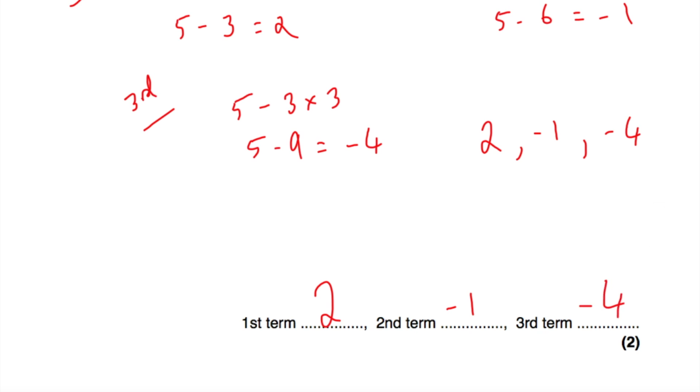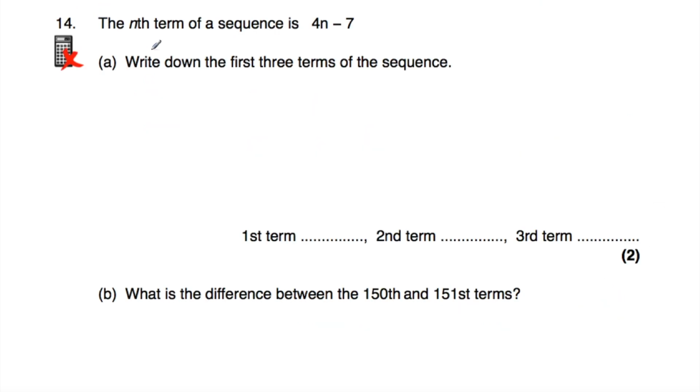Okay, let's look at our next question. It's question number 14. Question number 14 says the nth term of a sequence is 4n subtract 7. And we've been asked to write down the first 3 terms of the sequence. So we want to find the first 3 terms in the sequence. So let's substitute in 1, 2, and 3 for the values of n.